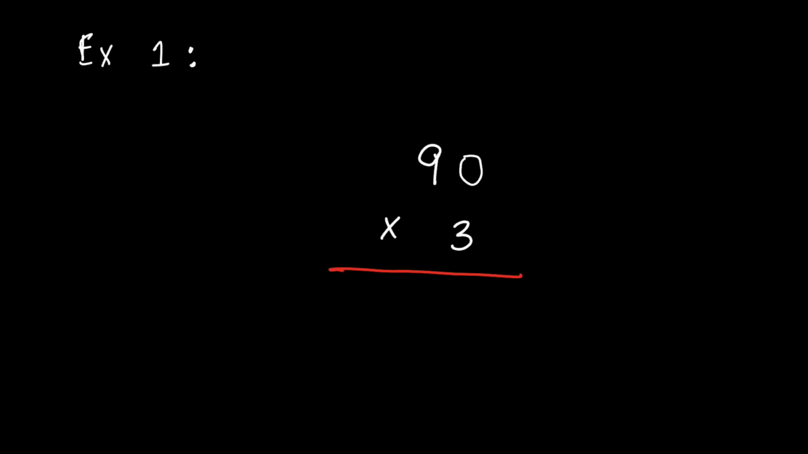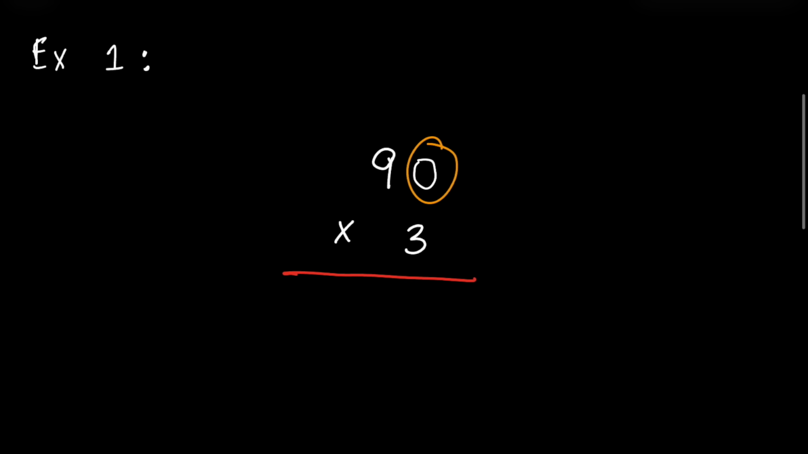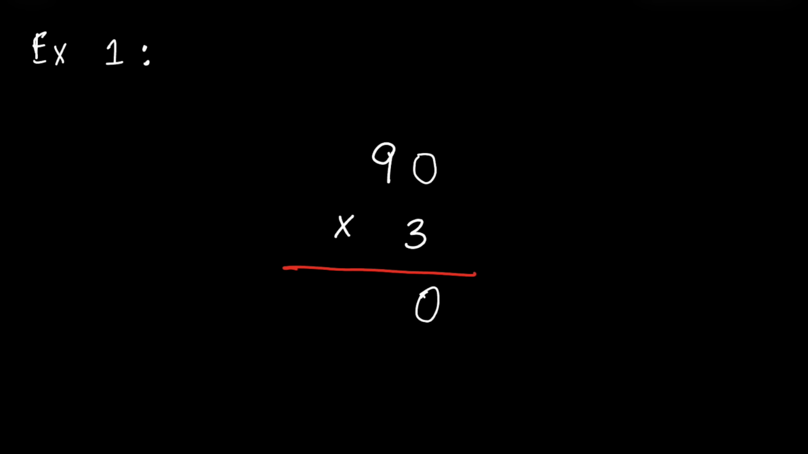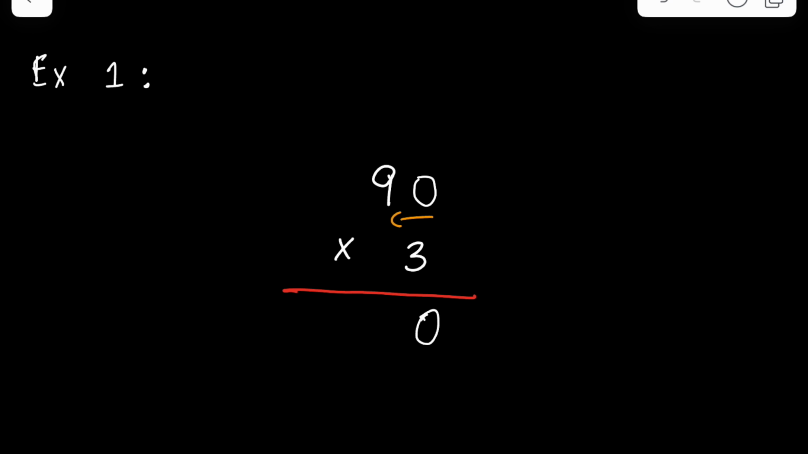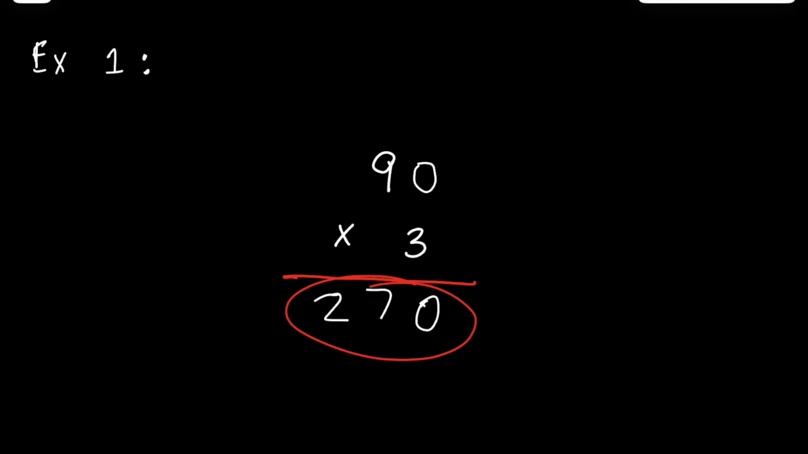We will always need to work right to left by multiplying that number 3 by the number that is in the ones place, which in this case is the 0. When we multiply 0 times 3, we will get 0 because any number times 0 will give you 0. Once we have worked with that 0, we then continue to move to the left, and the next number to work with is the 9. We then multiply the 3 times the 9, and we will get a total answer of 270.